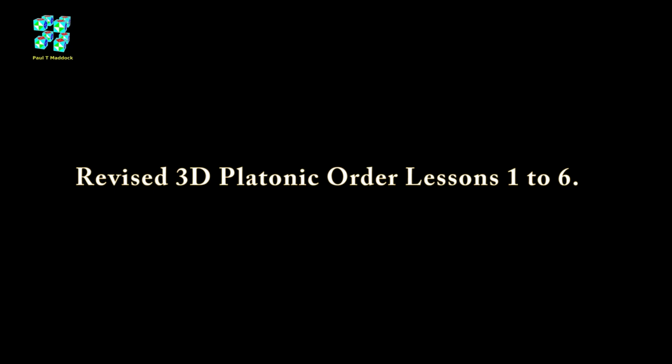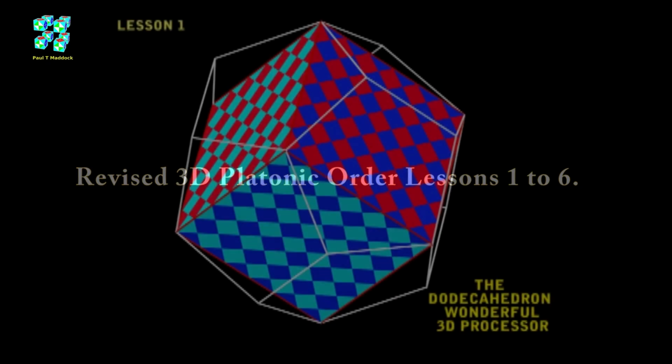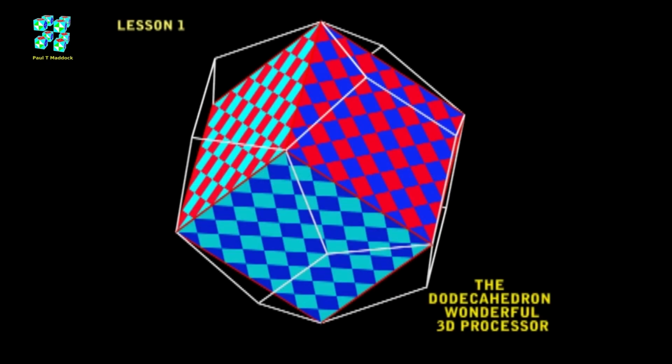The original videos were all snubbed and given the cold shoulder, but people are beginning to realize that 3D Platonic Order is very important. And the academics that teach chaos theory are slowly beginning to change their mind. Okay, let's start with lesson 1.